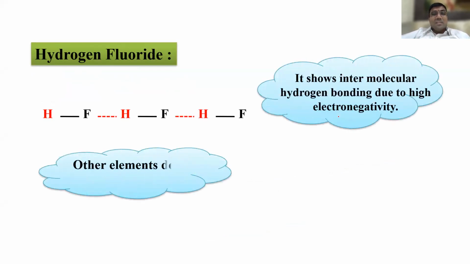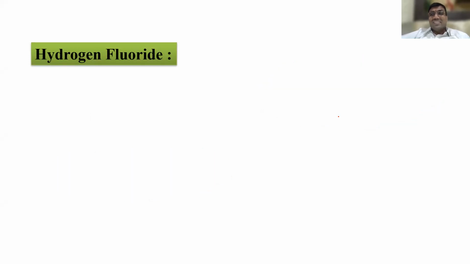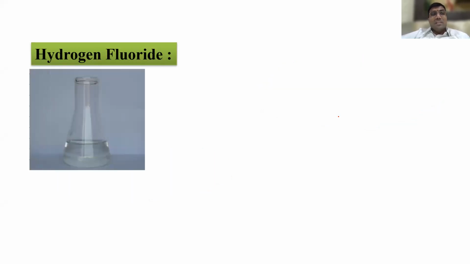Here it is showing intermolecular hydrogen bonding. Inter means between two molecules, right? Are the others showing it or not? They are not showing it. That is the beauty of HF. Students, very important: is HF an acid, a base, or neutral? No, HI is the strongest among the halo acids. HF is an acid.